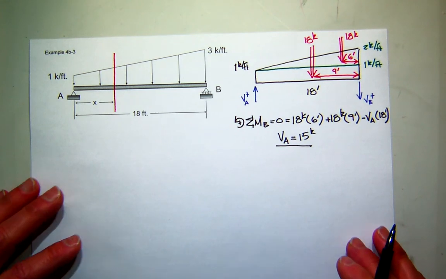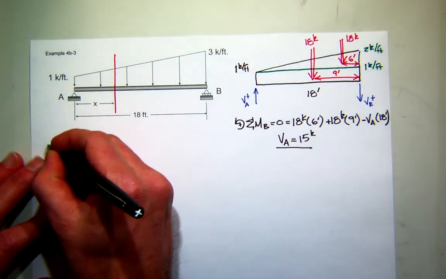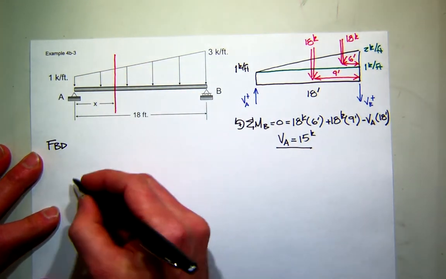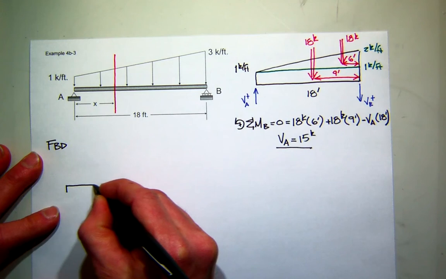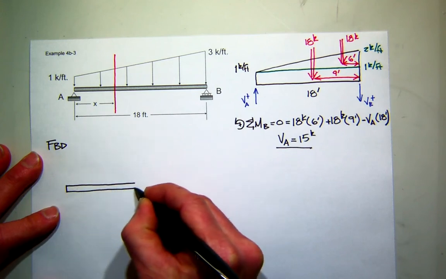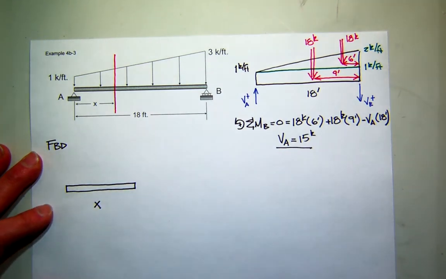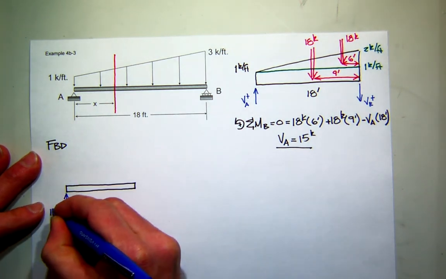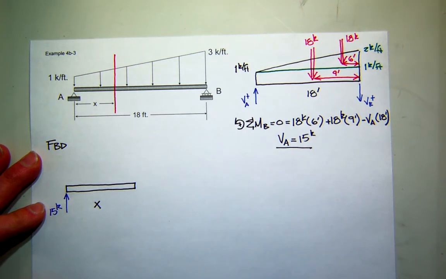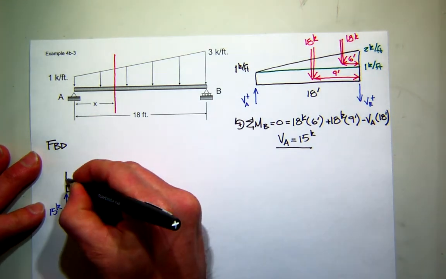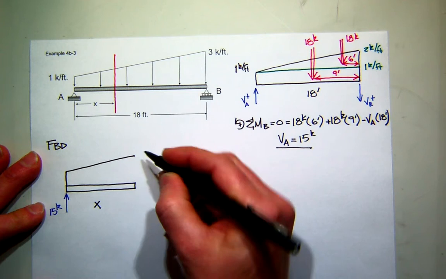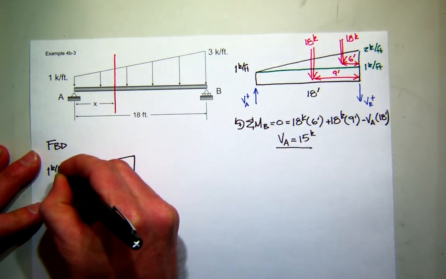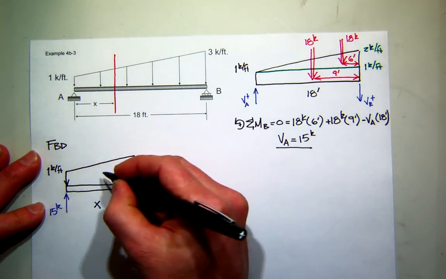All right, so now I'm ready to do my free body diagram. Let's come back over here and look at the free body diagram of this left-hand side. I'm going to try to draw it a little bigger than normal to give us some room to put all the pieces in. So I'm still cutting it at x. I now know my shear at A is 15 kips. And then I have this triangular load, which starts off as 1 kip per foot, right?